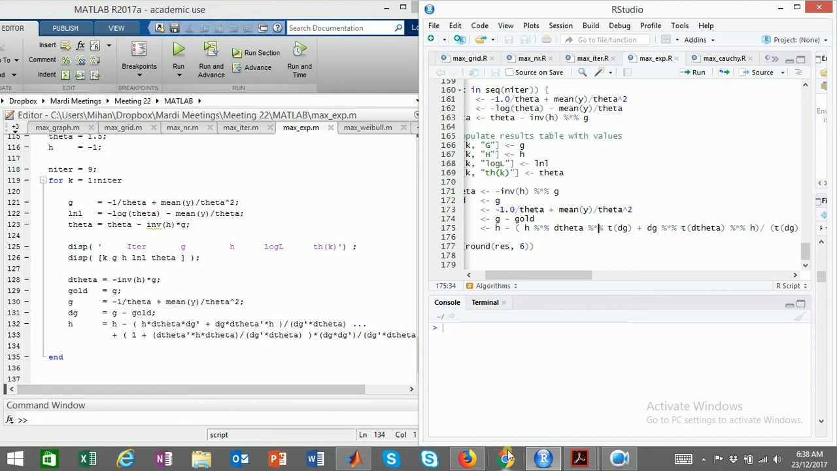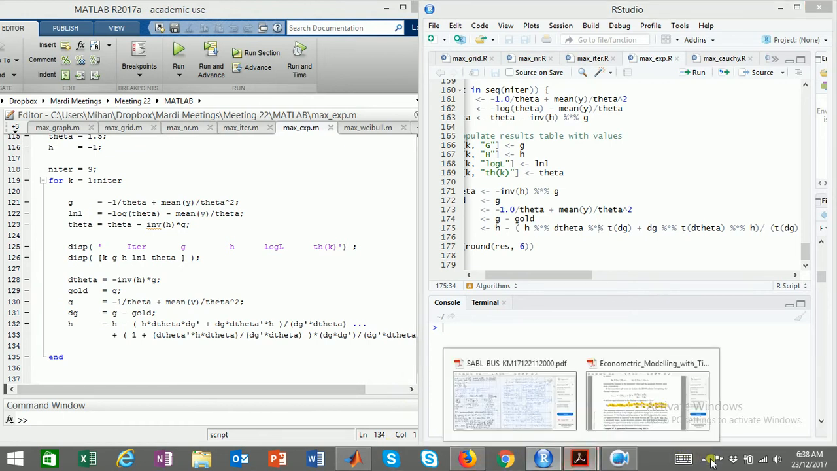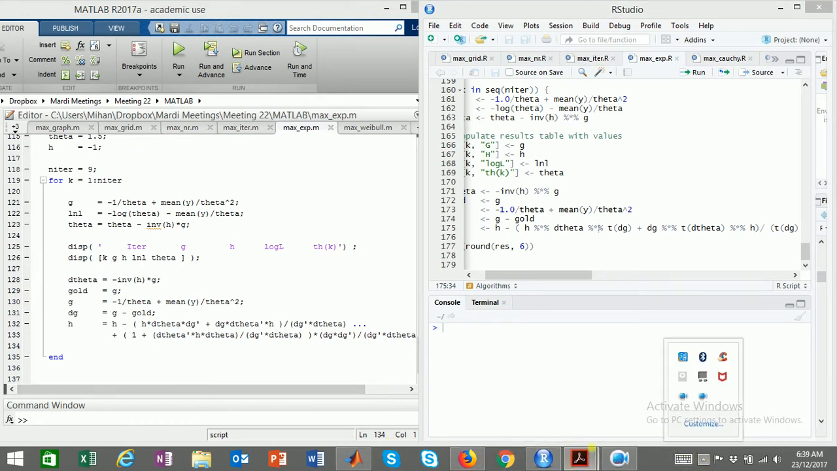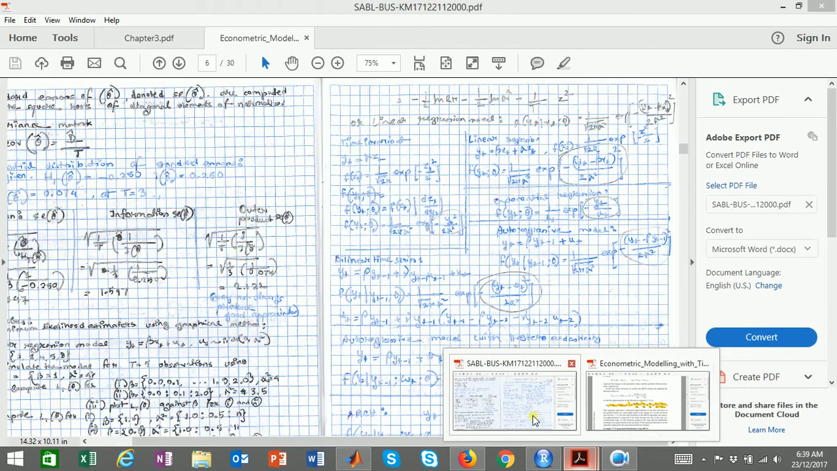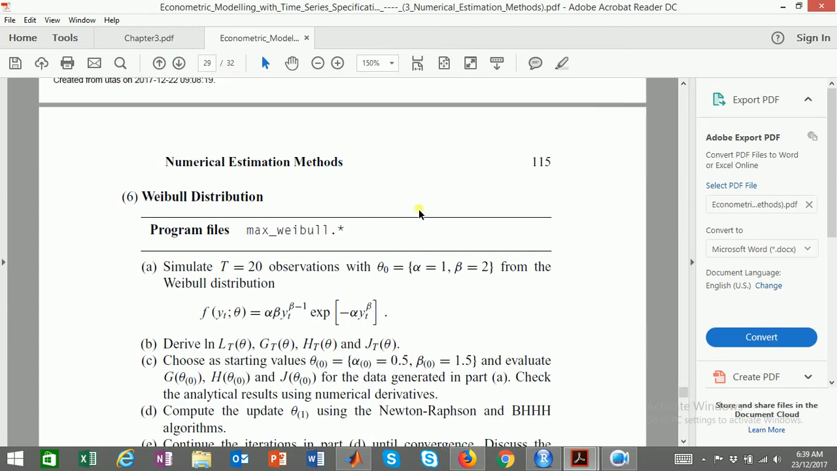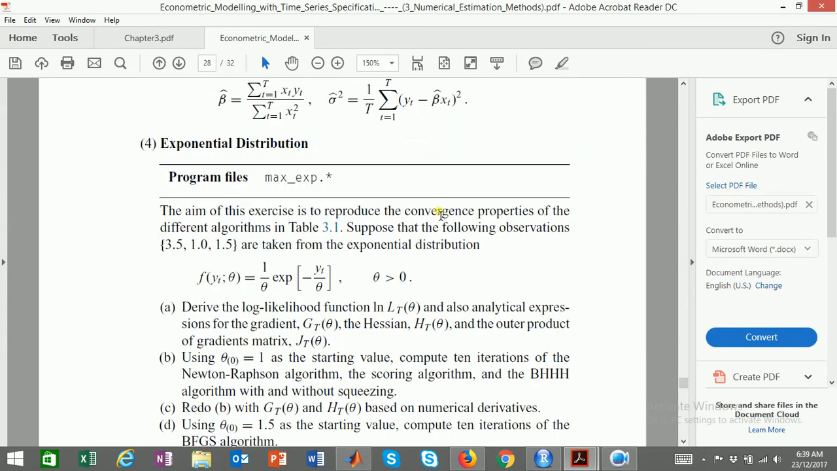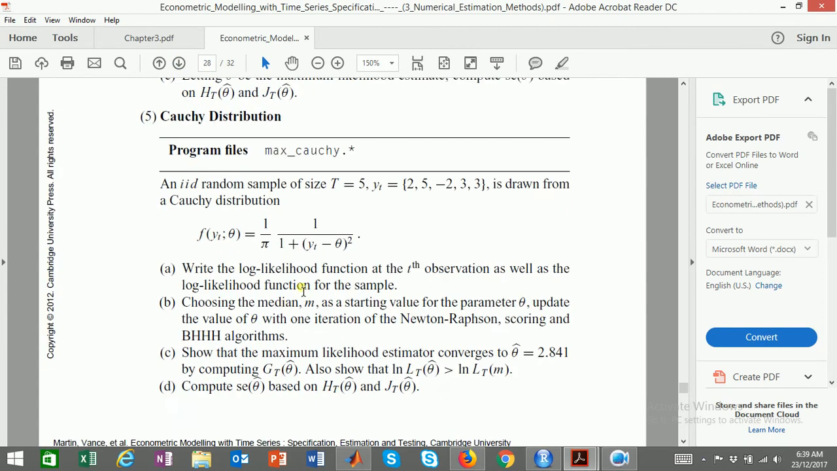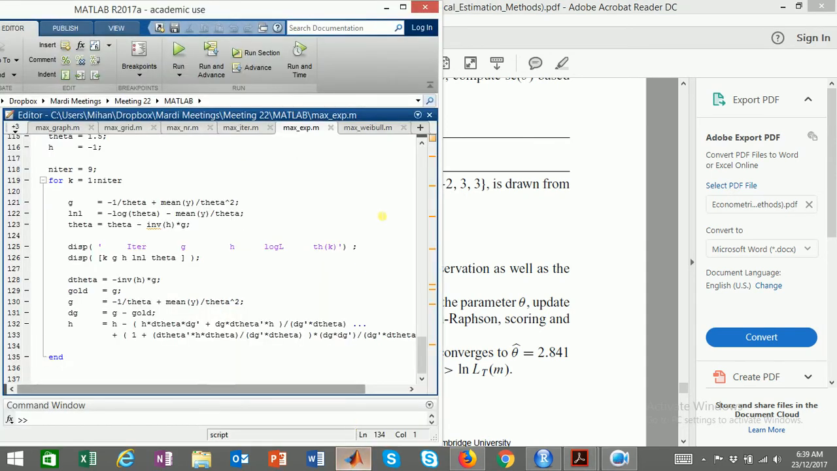Okay, next comes the next problem. We have done the exponential, then the Cauchy distribution. Let's see how the Cauchy is.